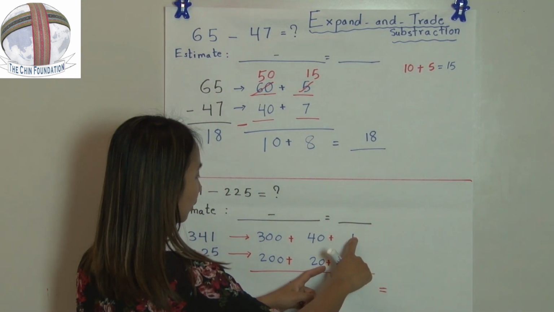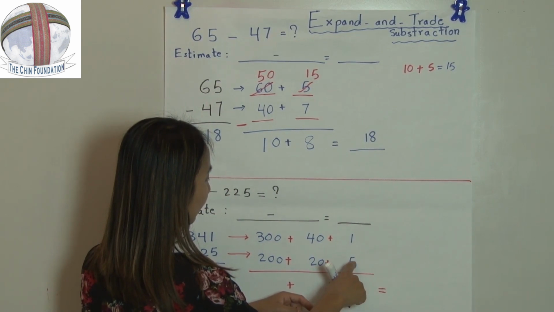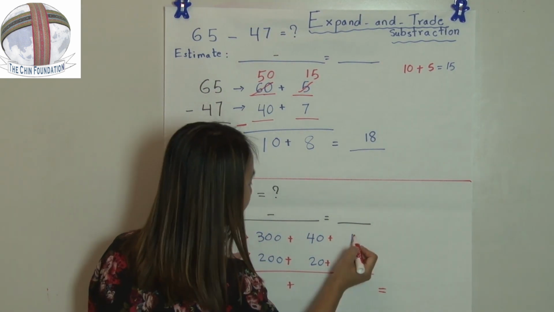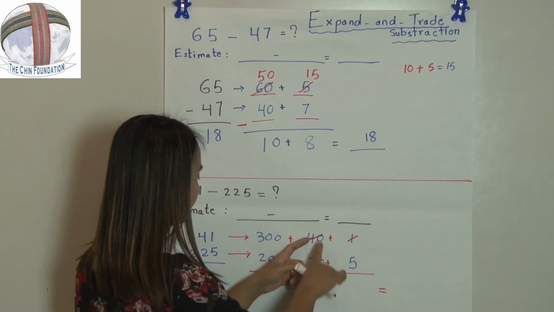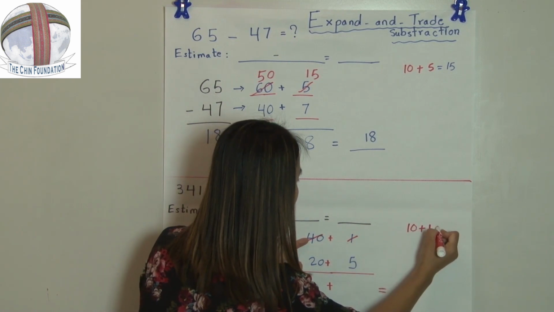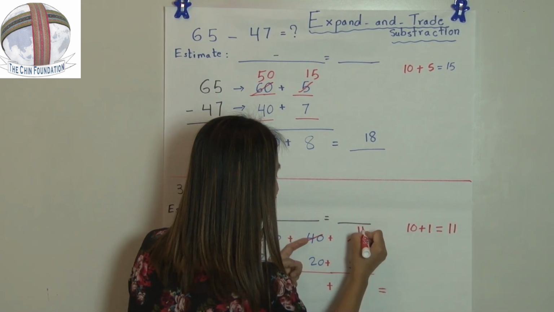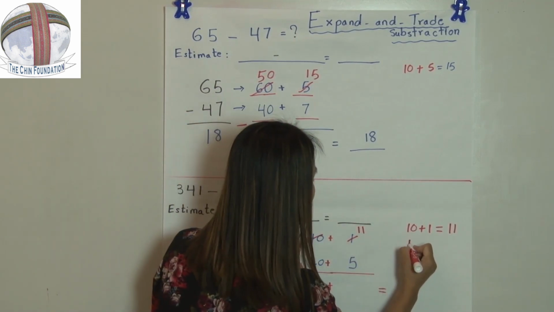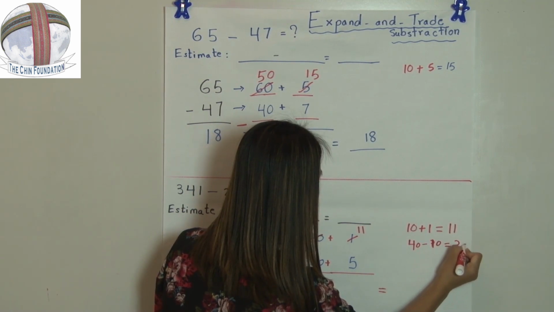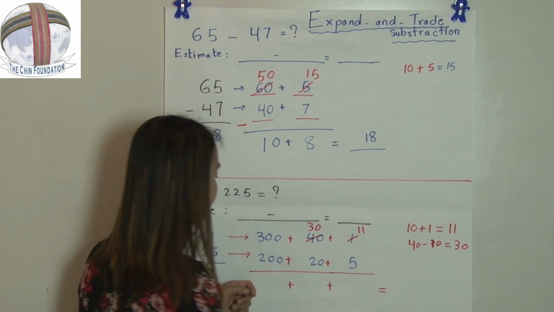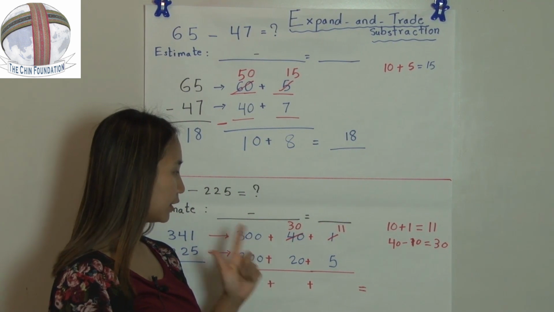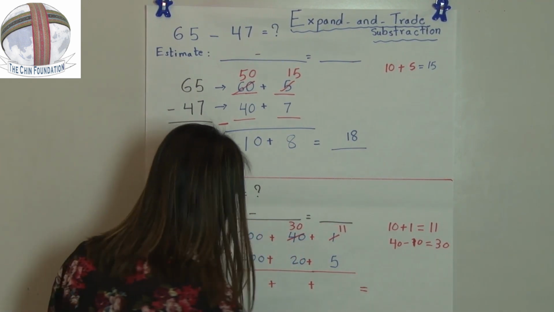We cannot take away 5 from 1, so we borrow from the neighbor. Okay, 40, we take 10 and plus 1 is 11. This is 11. This 40 minus 10 equals 30. This becomes 30. Okay. So 11 minus 5: 5, 6, 7, 8, 9, 10, 11. So 6.